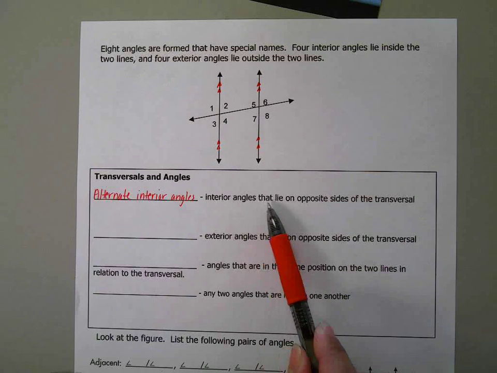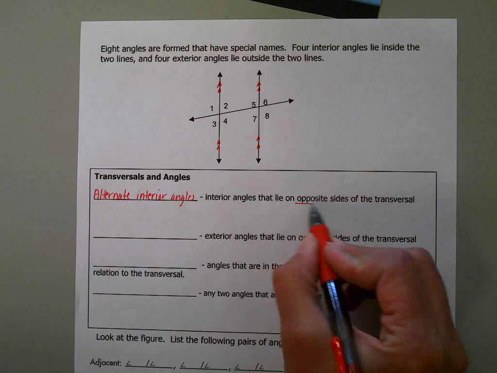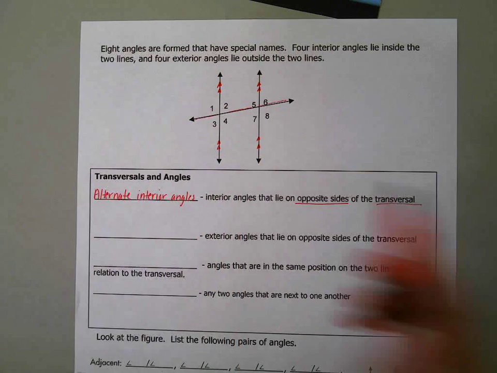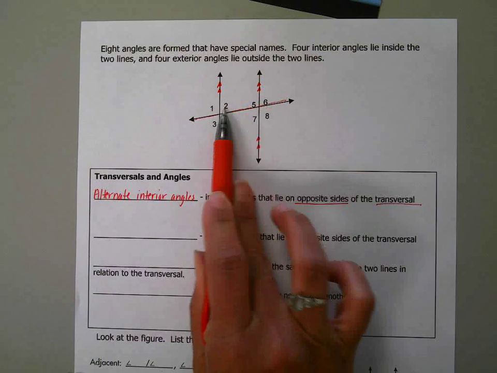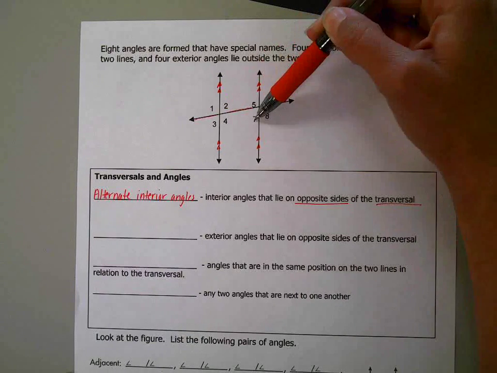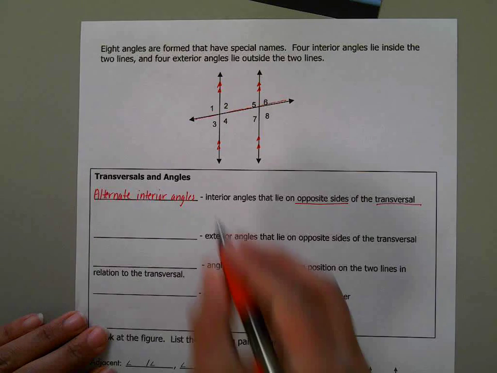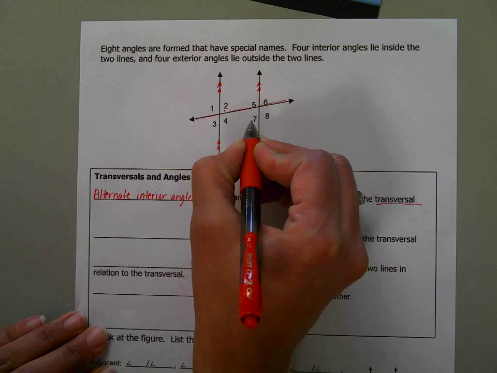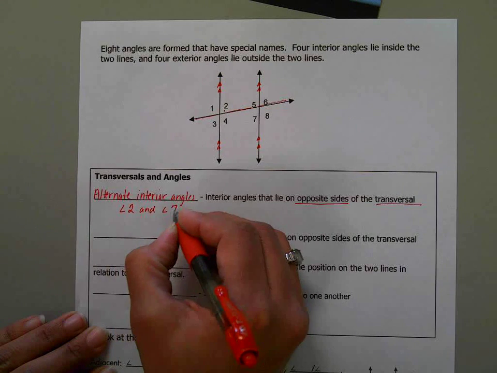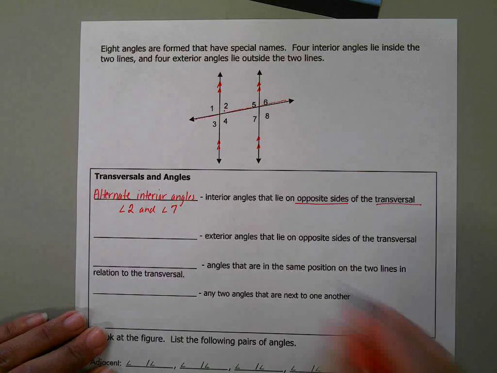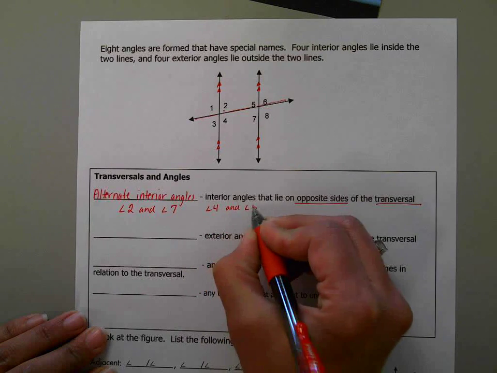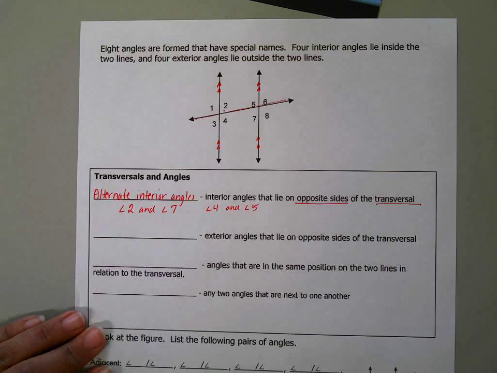So these are interior angles that lie on opposite sides of the transversal. So this is my transversal here, and I'm looking inside. These are inside the parallel lines here, and they're on opposite sides of the transversal. So let's look at what those angles would be. So angle 2 and angle 7 would be alternate interior angles. Angle 4 and angle 5 would also be alternate interior angles.